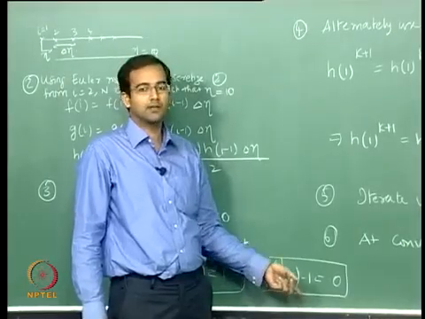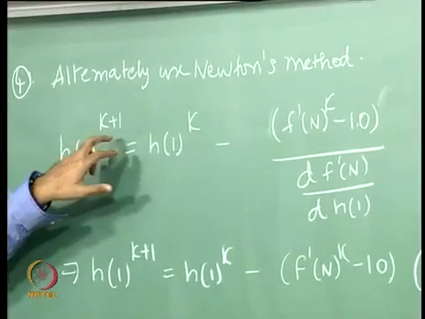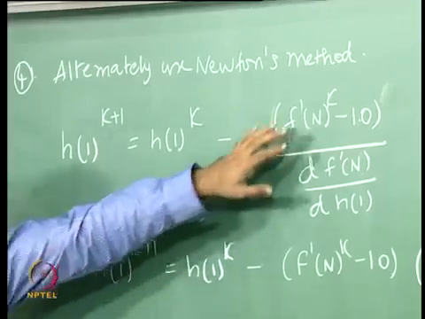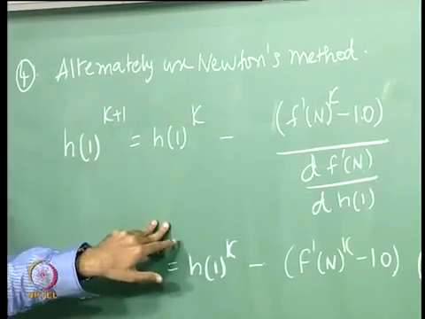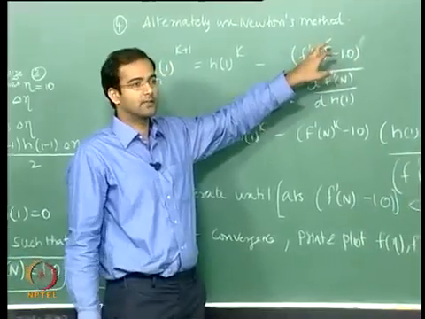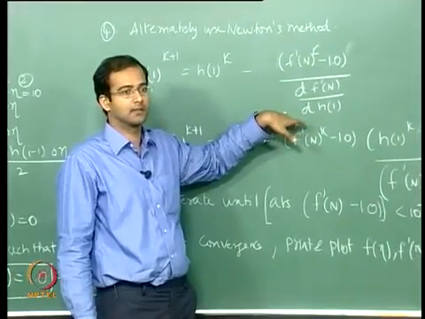So what does the Newton-Raphson method say? You can choose a guess value coming out of this particular equation, which is h1 at k+1 equals h1 at k minus f of x by f prime of x.